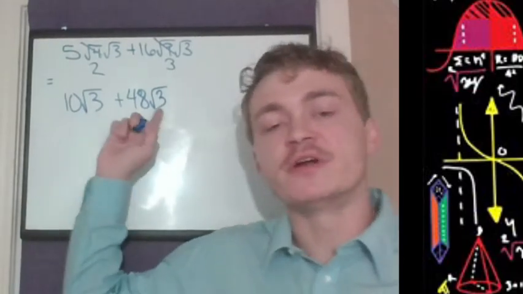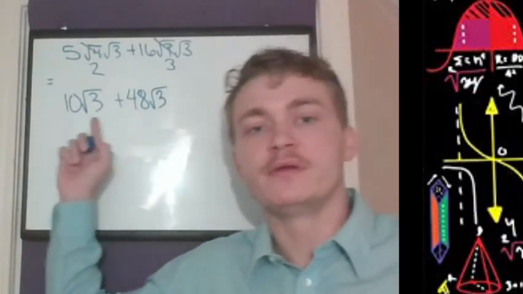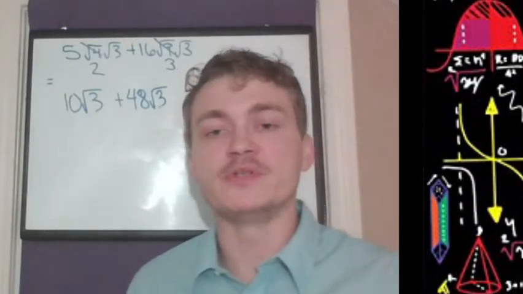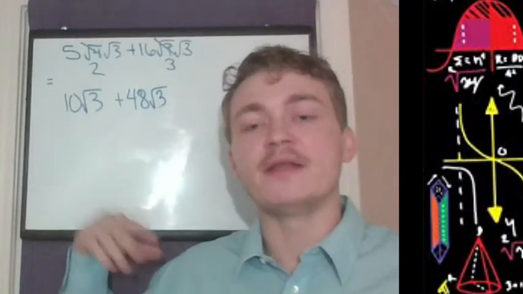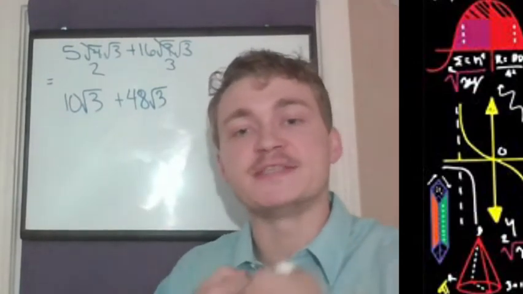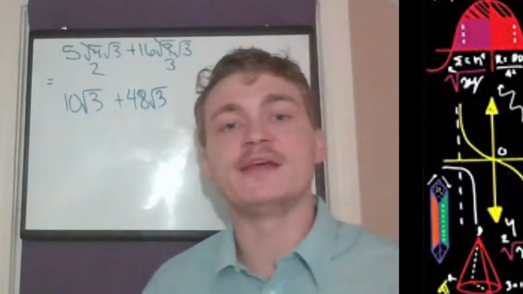Note here for our two terms, the radicand is 3. They're both under the square root, so our index or our root is 2. How many square roots of 3 do we have? Combining through addition, when you say how many, right? How many? A sum, a total? 10 plus 48 to give us 58 square roots of 3.